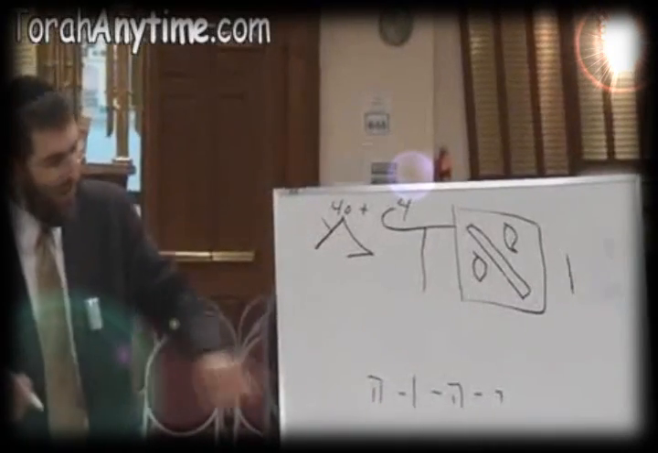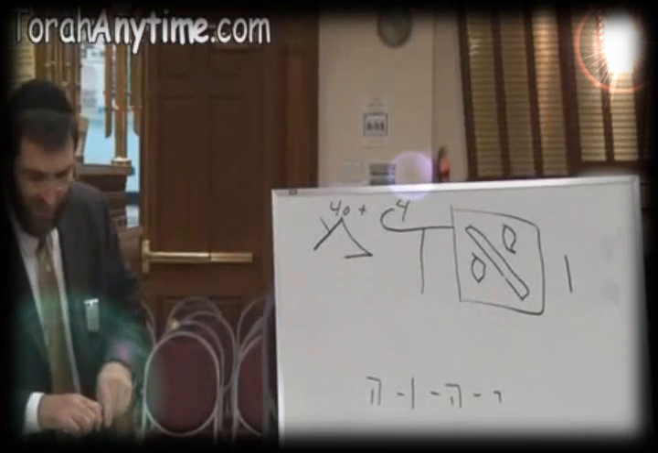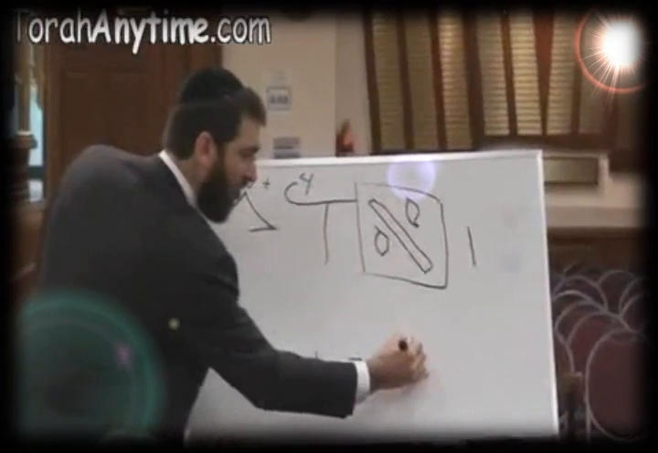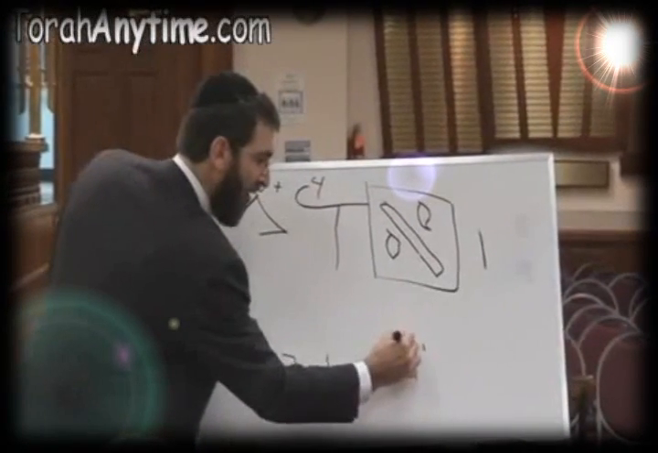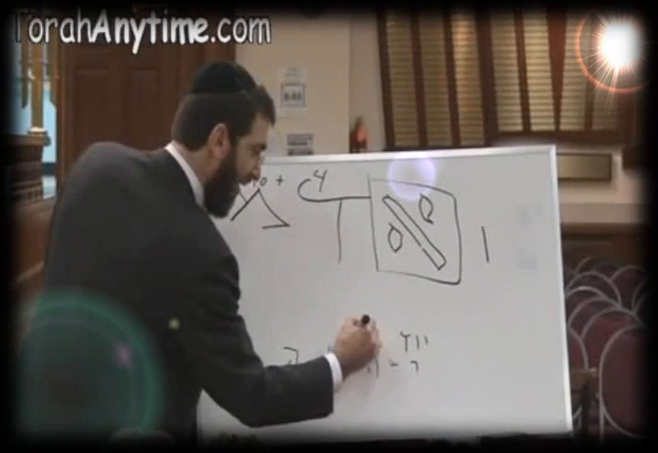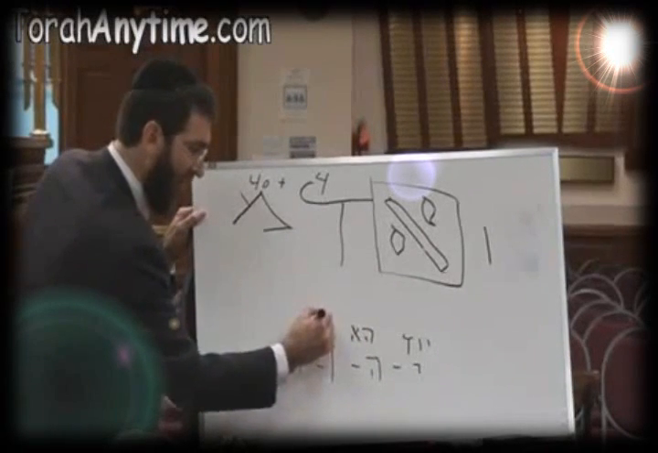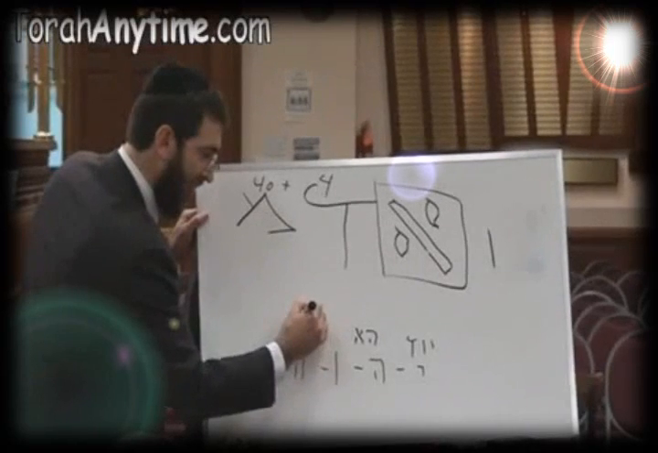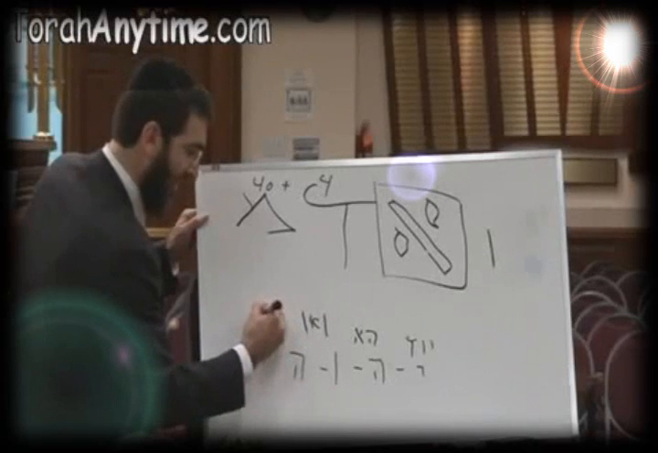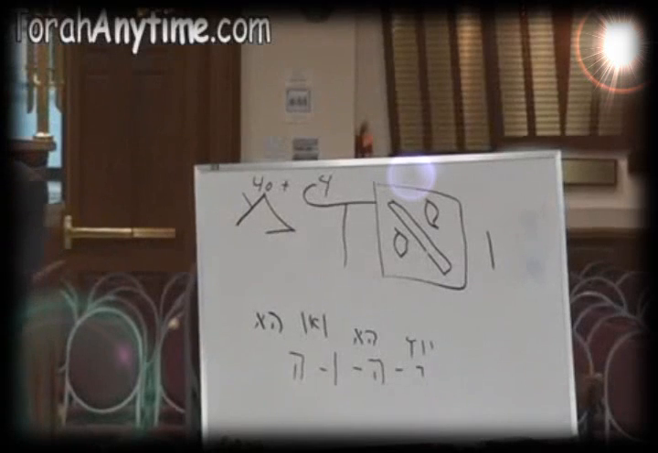Now, we could break up this word even further. Let's write it out. If I were to spell out a Yud, how would I write it? I'd write it like this. I'd write Yud, Vav, Dalet. If I were to spell out a Hey, I would write it like this. Hey, Aleph. If I were to write a Vav, I'd write it like this. Vav, Aleph, Vav. If I were to write a Hey, I'd write it like this. Hey, Aleph. Okay. Yud, Hey, Vav, Hey. I'm just spelling out the letters. That's the way you spell these letters.